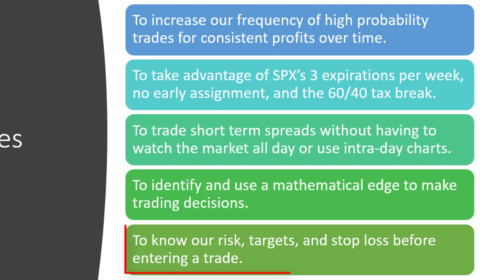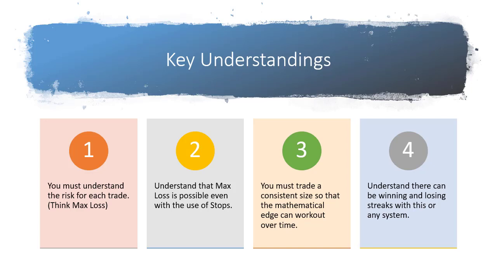And typically with credit spreads, we want to know our risk, and with credit spreads, just by selling a put and buying a lower put, we know exactly what our risk is. It's defined risk. That's the whole point of vertical spreads. And we're going to know our targets and our stop loss orders, because I'm going to share that with you in each trading strategy.